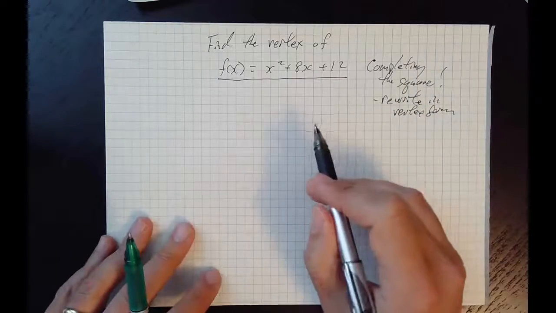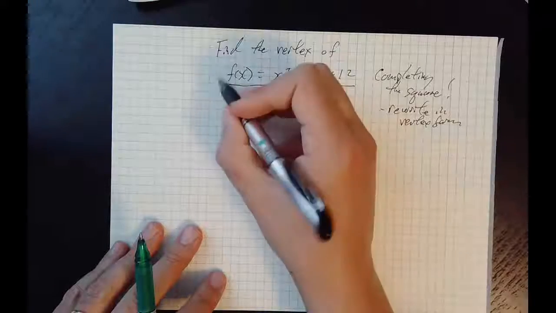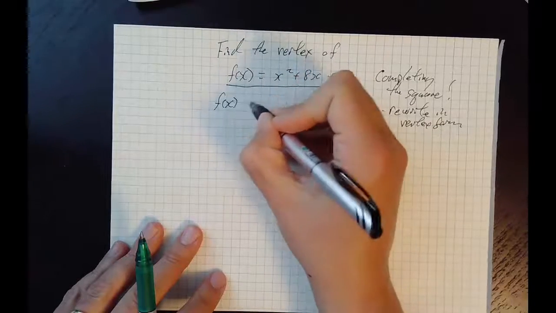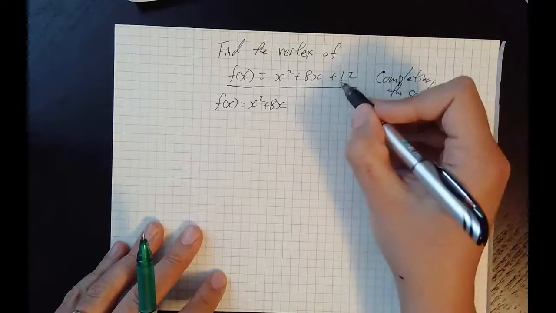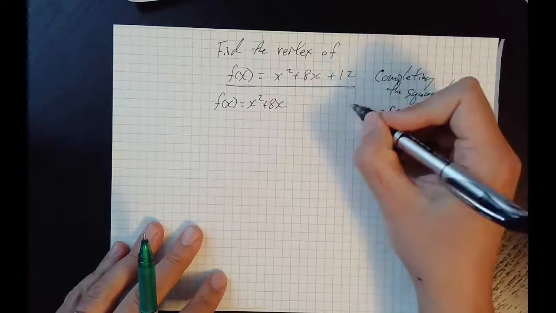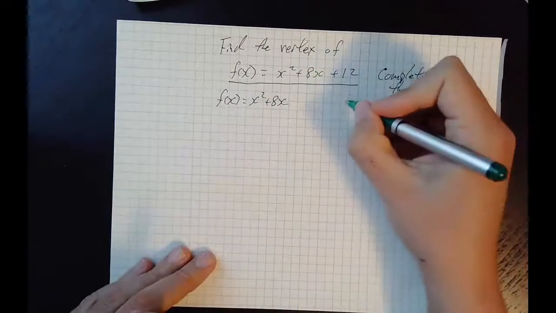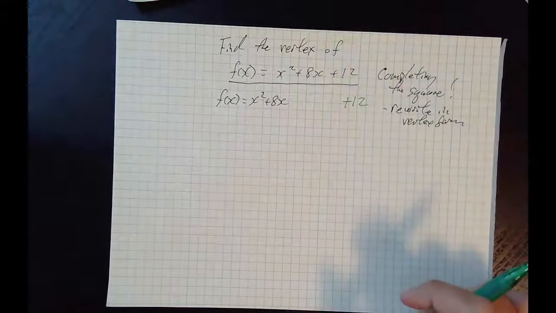Okay, so my first step here is if I'm going to rewrite this in vertex form, I need this to be a perfect square at the start. So I'm going to write this as f of x equals x squared plus 8x. And I'm actually going to ignore the 12. The only thing that's important here are these first two terms. So I'm going to ignore the 12. I'm going to write it over at the back, and I'm going to write that in green over here at the back. So the 12, for all intents and purposes, is going to be gone.